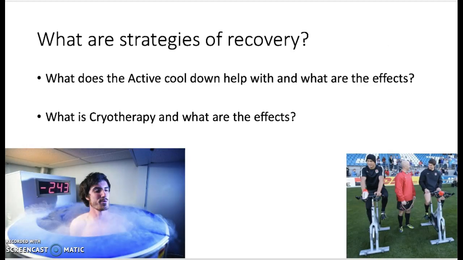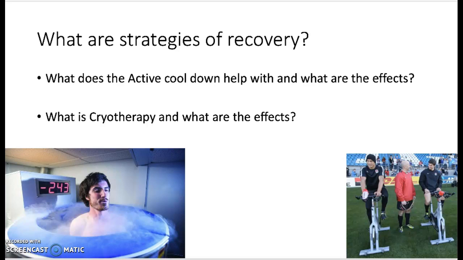Strategies of recovery. What are strategies of recovery? There are many different strategies of recovery. Two of them are, one is active cool down, which does many things. It reduces blood pooling, maintains venous return, maintains elevated blood pressure, purges oxygen debt, prevents DOMS, as I spoke about in the last slide, flushes capillaries with oxygenated blood, removes carbon dioxide and lactic acid, keeps oxygenated blood flowing, and continues metabolic processes.